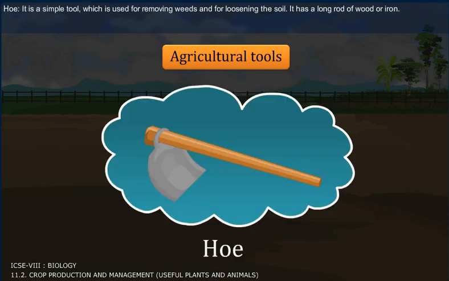Hoe. It's a simple tool which is used for removing weeds and for loosening the soil. It has a long rod of wood or iron. A strong, broad and bent plate of iron is fixed to one of its ends and works like a blade. Animals pull it.